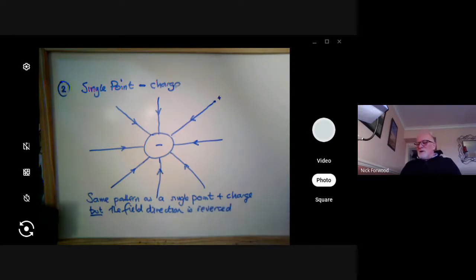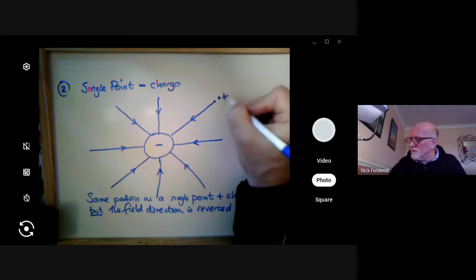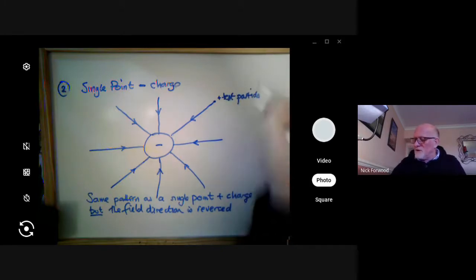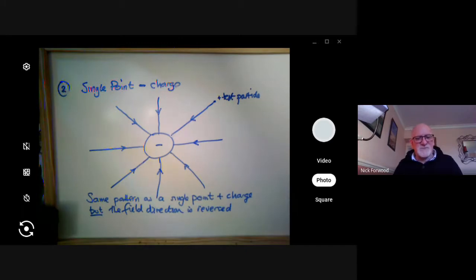So these are quite easy ones to look at. We've got another 3 to go, by the way. So we've done a single point positive charge. We've got a single point negative charge. I've got another 3 field patterns that you must remember, and you must be able to draw. And you must know the principles behind how to draw them with our test particle being dropped in one by one and getting all of these lines. Okay.